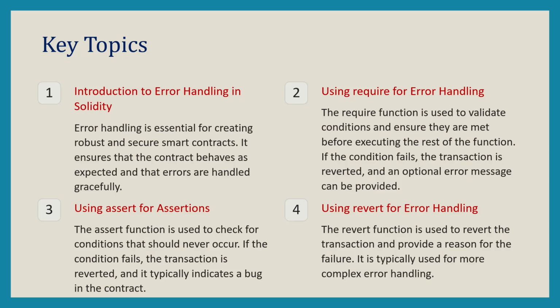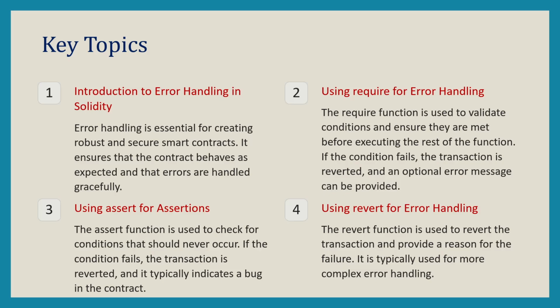I'll go into great detail about these individually, but to give a small overview about each one of them, first would be using the require function for error handling. The require function is used to validate conditions and ensure that they are met before executing the rest of the function. If the condition fails, the transaction is reverted and an optional error message can also be provided. The second would be using assert for assertions. The assert function is used to check for conditions that should never occur. If the condition fails, the transaction is reverted, and it typically indicates a bug in the contract.